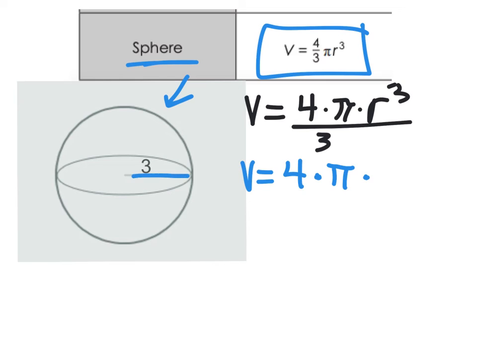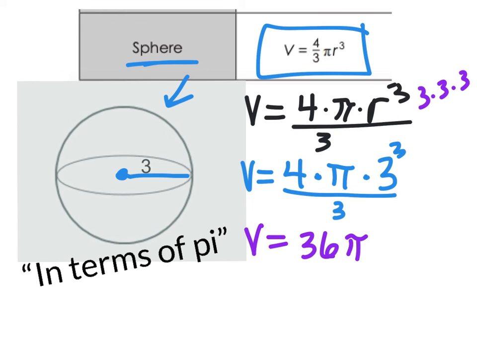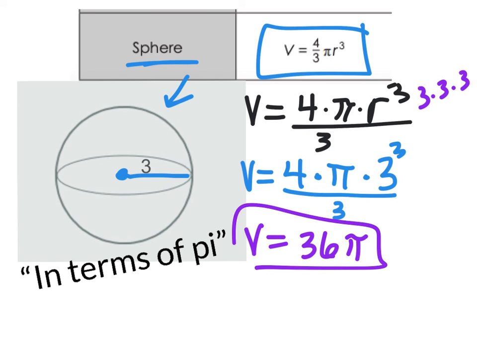So the radius in the picture, it's from the center of the circle to the edge. So in this case, it's 3 to the third power. That means 3 times 3 times 3. And then you're going to divide that answer by 3. So saving my pi for last, I'm going to do 4 times 3 times 3 times 3 and divide that by 3. And that gives me 36 pi. Now, if they ever ask to have your answer in terms of pi, we would be done. So that's what in terms of pi looks like. You just leave your answer just like this.